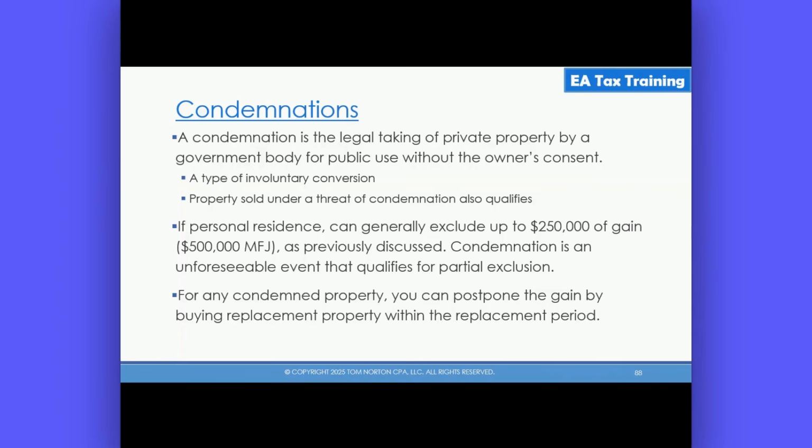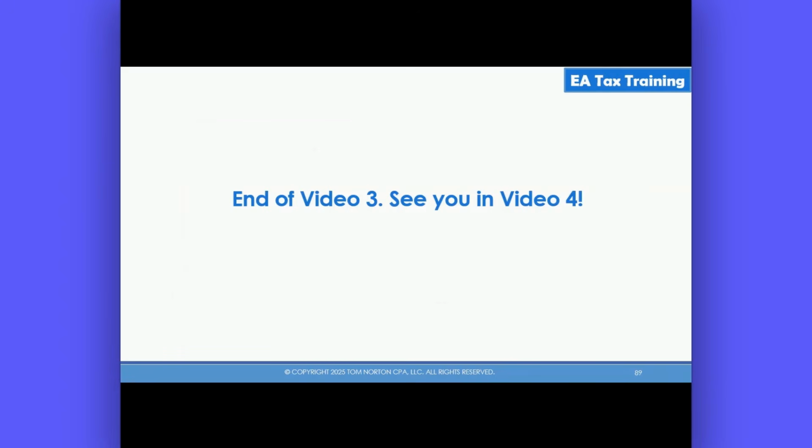For any type of condemned property, so even if it's not your primary residence, you can postpone the gain, as we previously discussed, by buying a replacement property within the replacement period. And that is the last topic in video 3.